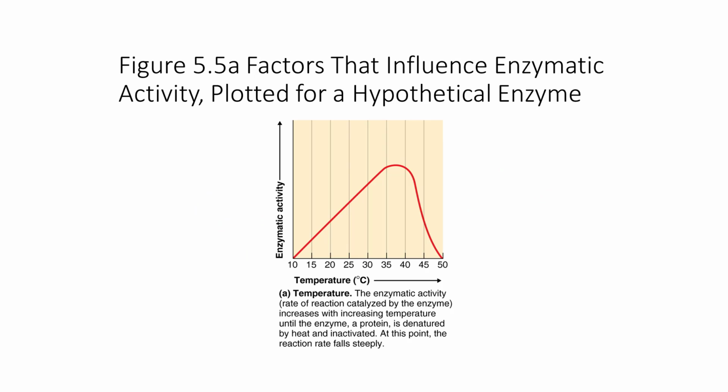This is a plot of temperature versus enzyme activity. So notice at the bottom at 10 degrees Celsius, the enzyme activity is basically non-existent, and it rises until it gets to 37, which is body temperature. That would make sense for an enzyme to have a peak at that temperature, and then at 38 it starts going down and it's becoming too hot and it's becoming denatured.